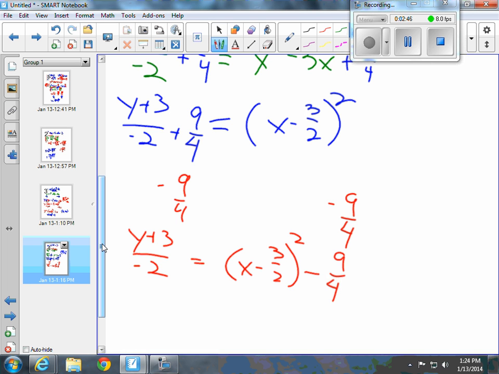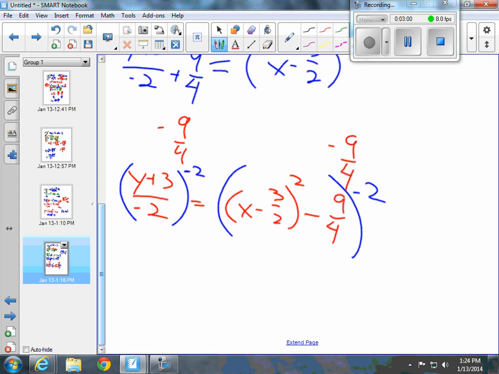What I'm going to do now is get rid of my negative 2. So I'll multiply both sides by negative 2, and I'm multiplying all of both sides by negative 2. So that comes out to be y plus 3 is equal to negative 2 times x minus 3/2 squared. That was my negative 2 times this part of it. And then I'm going to multiply negative 2 times negative 9/4. Are you following me here? And I'm going to get positive 9/2.